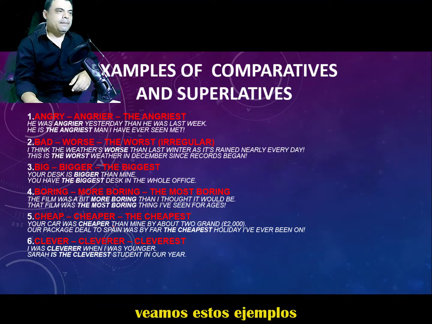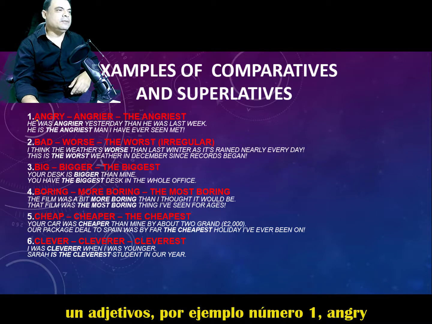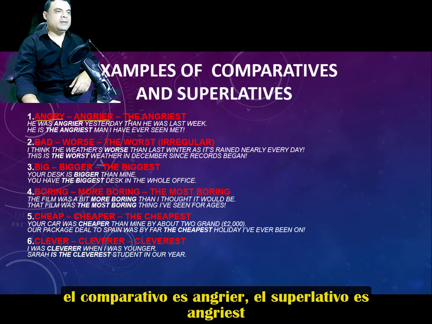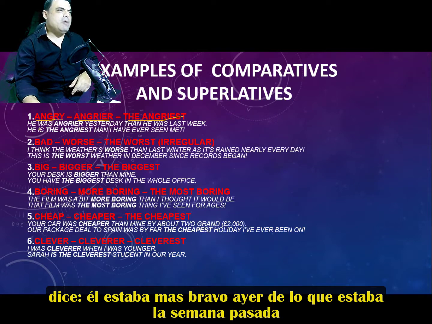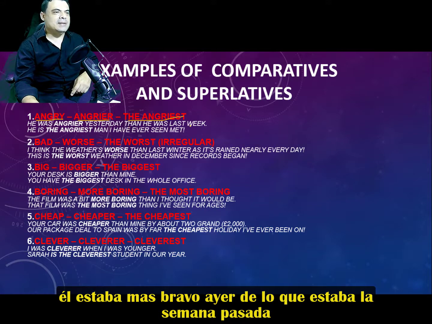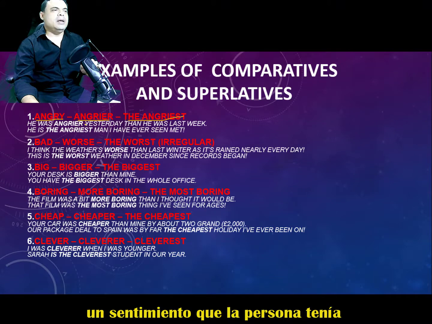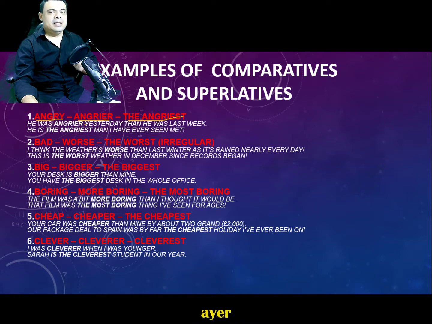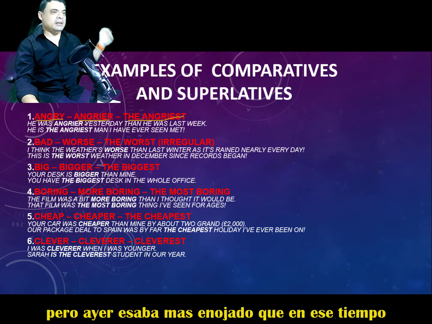Let's check these examples. Here we have an adjective. For example, number 1, angry. The comparative is angrier. The superlative is the angriest. They say he was angrier yesterday than he was last week. He was angrier yesterday than he was last week. Now they are comparing a feeling the person had. So they say yesterday, the last week, he was angry. But yesterday, he was angrier than that time.